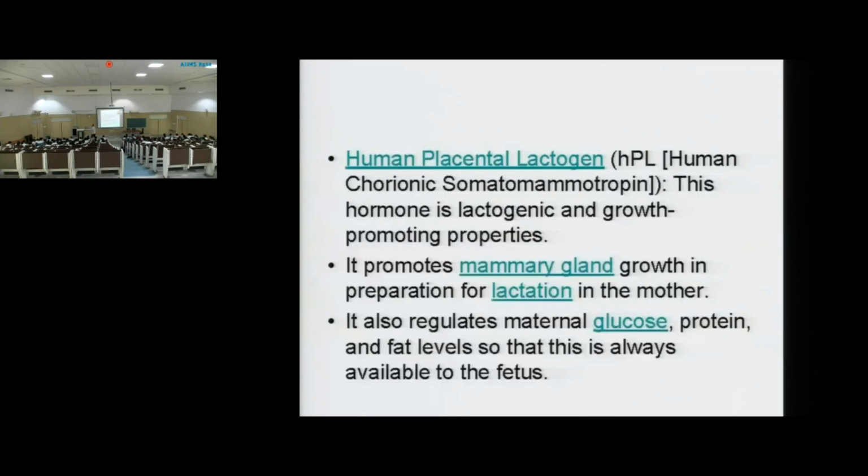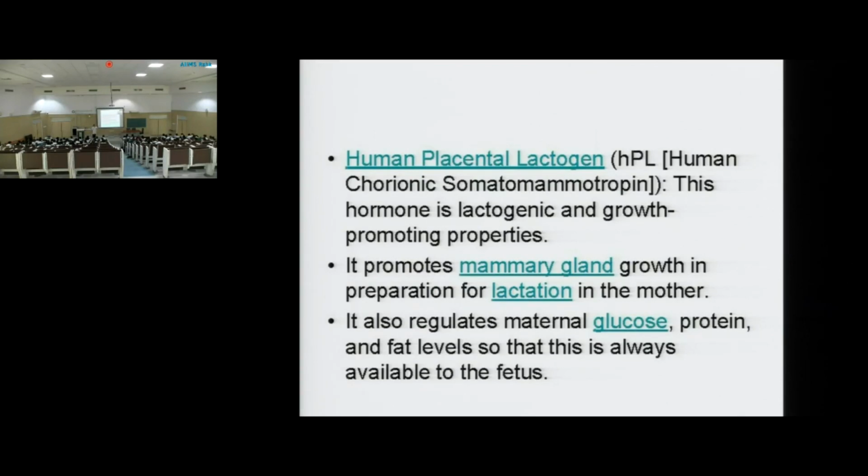Then you have the next hormone being released by the placenta, the HCS or the HPL, that is the human placental lactogen. The previous name was also the human chorionic somatomammotropin. And this hormone is actually lactogenic, and it is preparing the female for the further lactation processes, and hence it is promoting the development of the mammary glands of the female throughout the pregnancy.